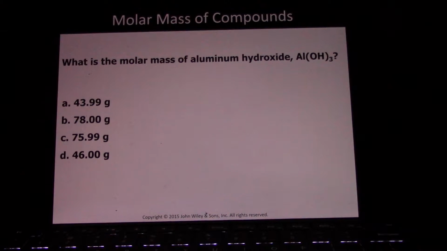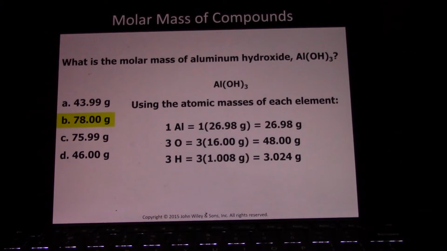For aluminum hydroxide, we have an aluminum, 3 oxygens, and 3 hydrogens. So we have to add them all up. The aluminum, the 3 oxygens, 3 times 16, plus the 3 hydrogens, 3 times 1.008, to give us our answer.